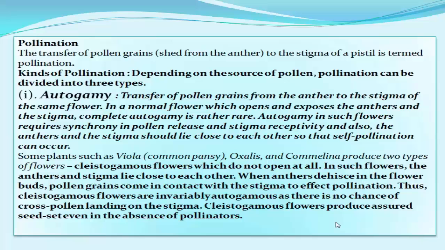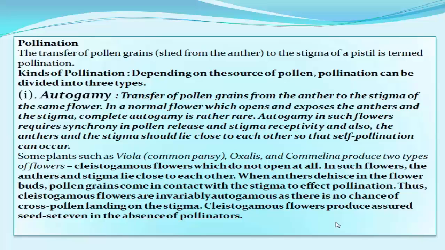Then, if the stigma and anther are lying close to each other, if they are arranged very close to each other, that also supports autogamy. And another condition, there is no choice at all. Without autogamy, no other pollination is possible in the cleistogamous flowers.